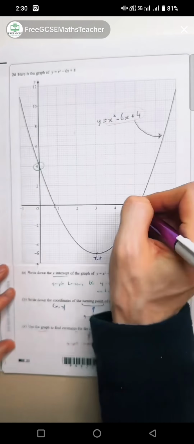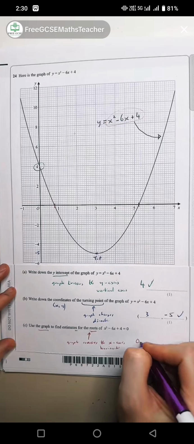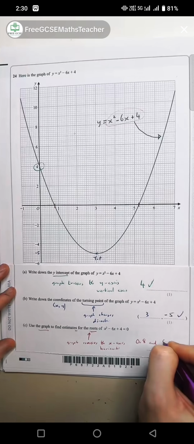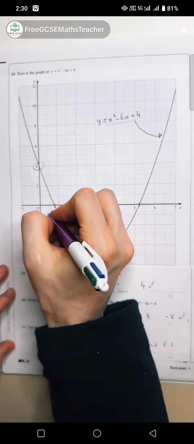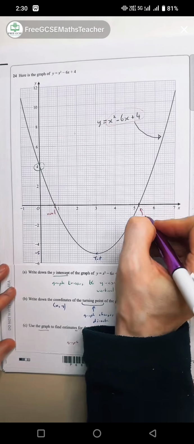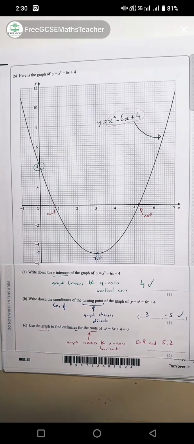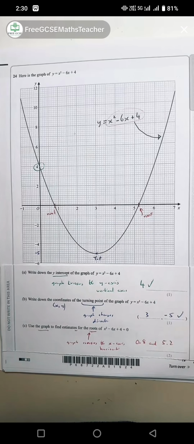It's estimates because it's going to be hard to see. So for me, it's going to be 0.8 and 5.2. So you need both of them because they're roots. This is one root. That's a root here, and that's another root. So does that make sense? 4 marks in total. So 0.8 and 5.2.